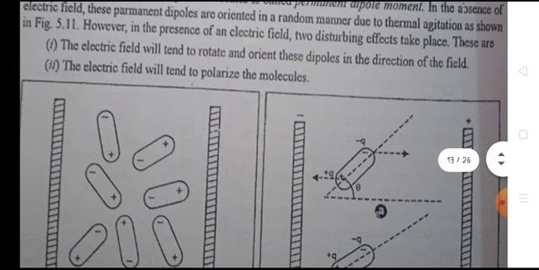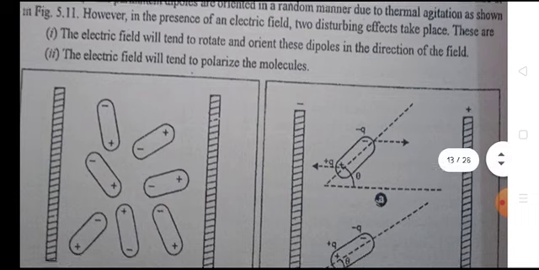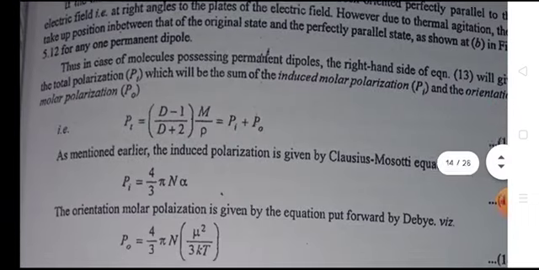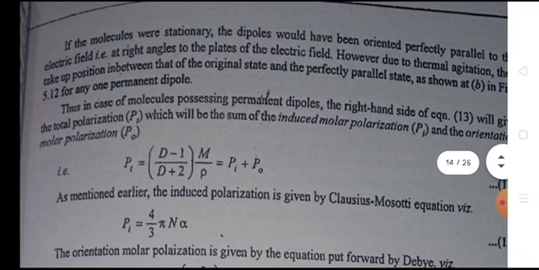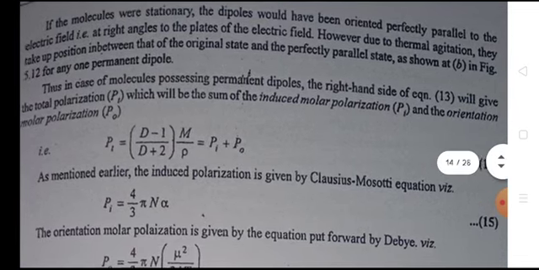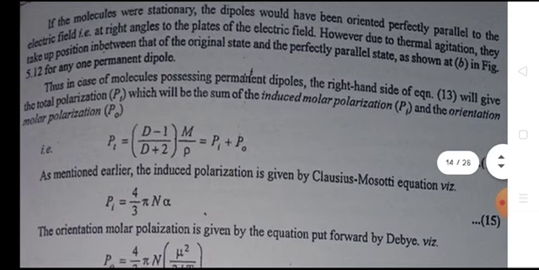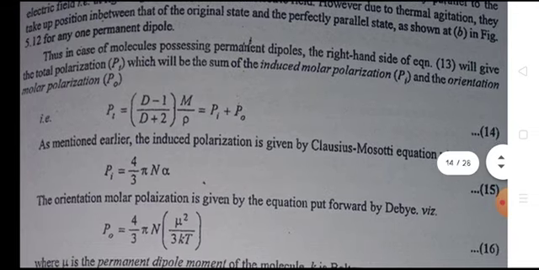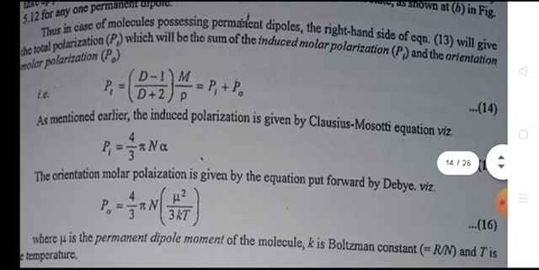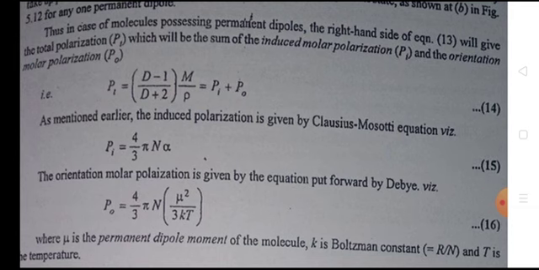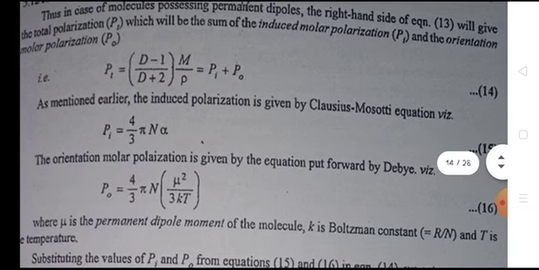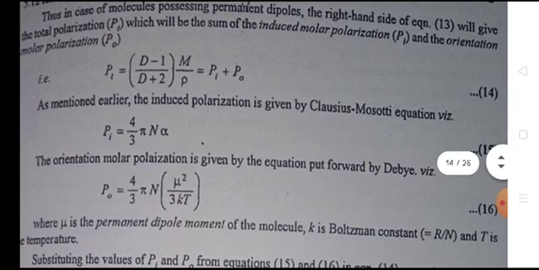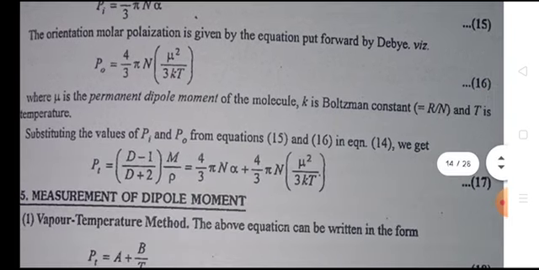These are: first, the electric field will tend to rotate and orient these dipoles in the direction of the field. Second, the electric field will tend to polarize the molecules. If the molecules were stationary, the dipoles would have been oriented perfectly parallel to the electric field, that is, at right angles to the plates of the electric field. However, due to thermal agitation, they take a position in between that of the original state and the perfectly parallel state. Thus, in case of molecules possessing permanent dipoles, the right hand side of equation 13 will give the total polarization, which will be the sum of induced molar polarization and orientation molar polarization.